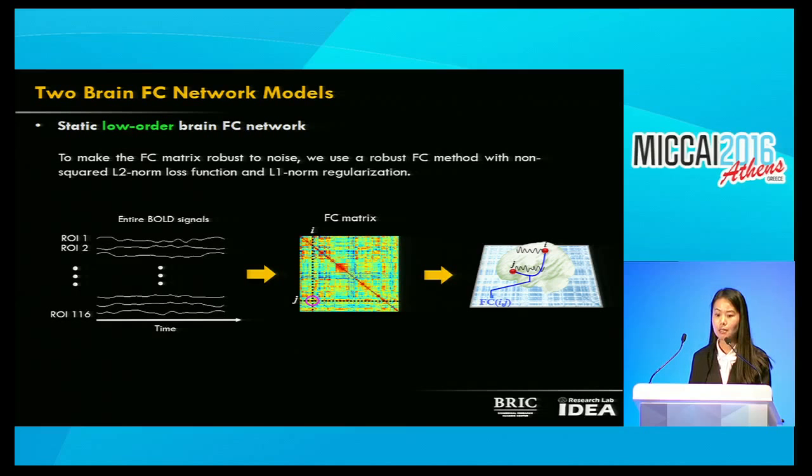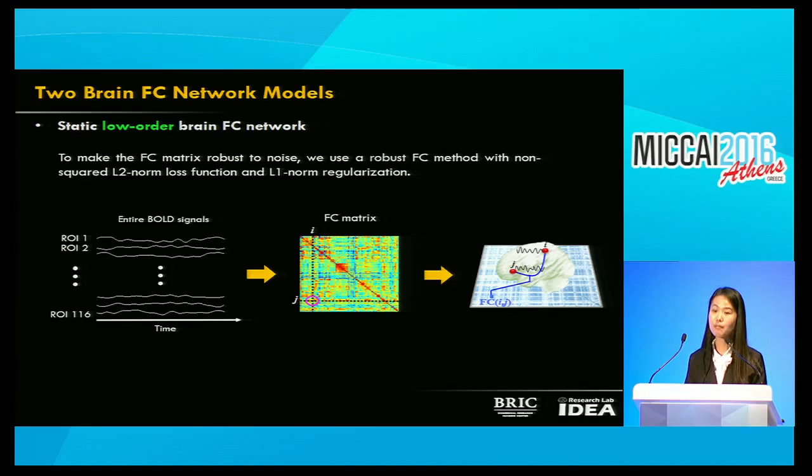The traditional sparse representation-based methods usually use a squared L2 norm loss function to model the network. However, it is not robust to noisy connections or spurious connections. So in this study, we use a robust functional connectivity method which utilizes a non-squared L2 norm loss function. This non-squared L2 norm loss function makes insignificant connections less important than the squared one. And an L1 norm regularizer is also utilized to enforce the sparsity of the estimated functional connectivity network.